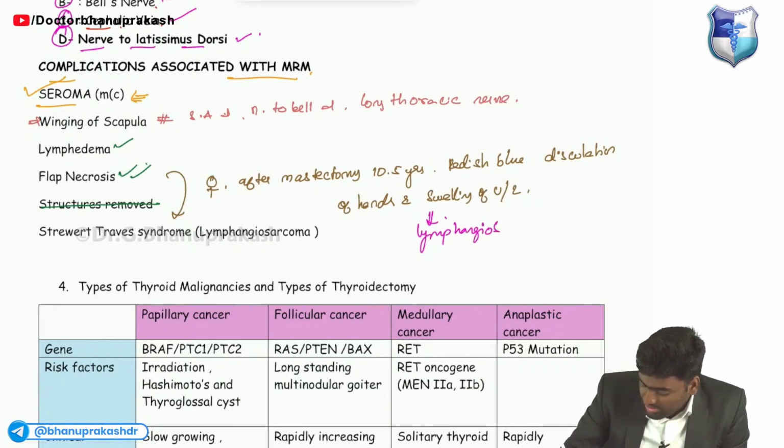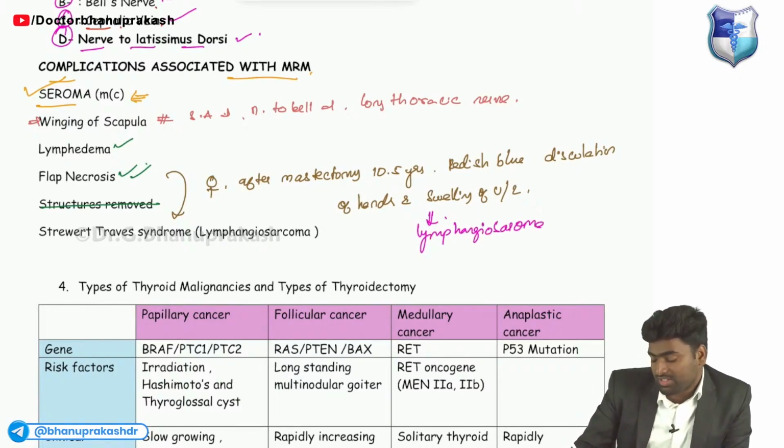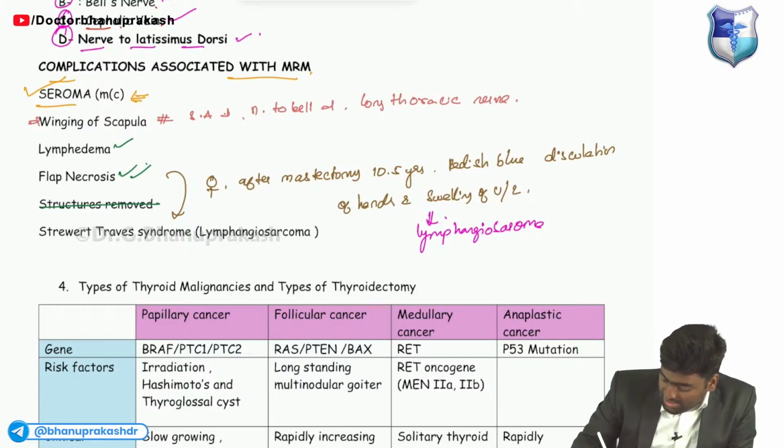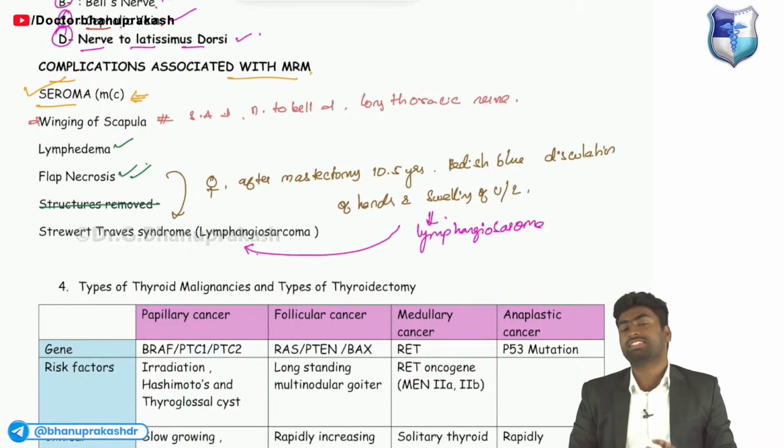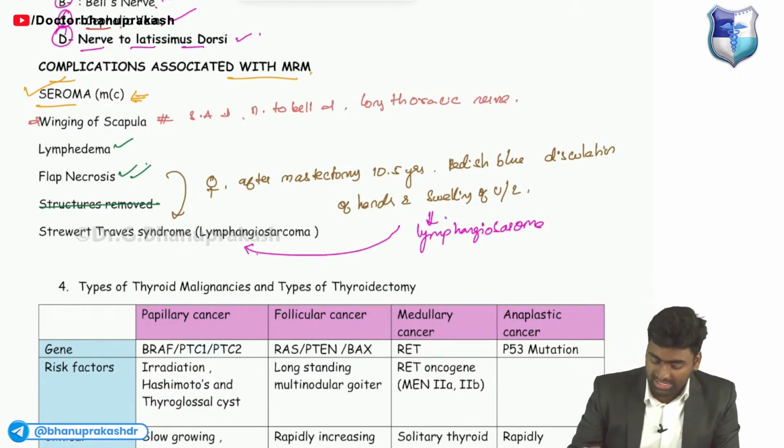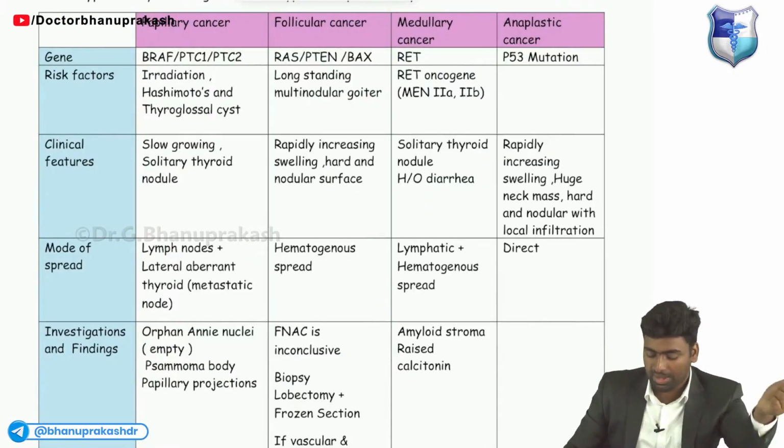And this lymphangiosarcoma is specifically known as Stewart-Treves syndrome. Fine. So these are the few complications that you should remember about this MRM. Next, we'll move on to thyroid malignancies.